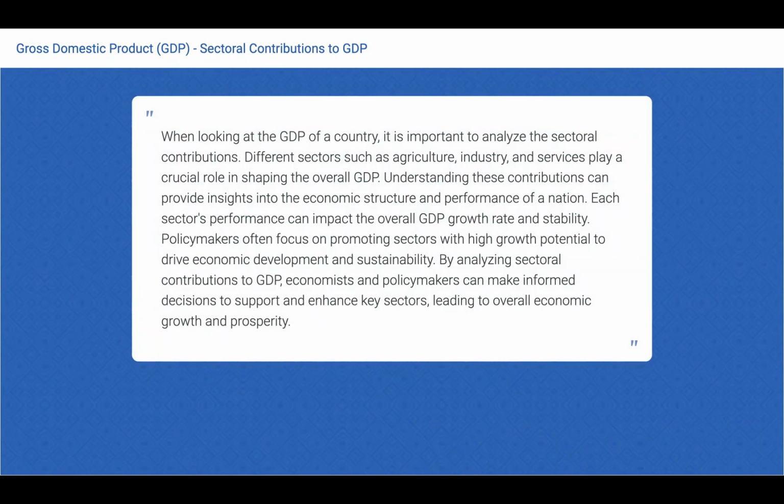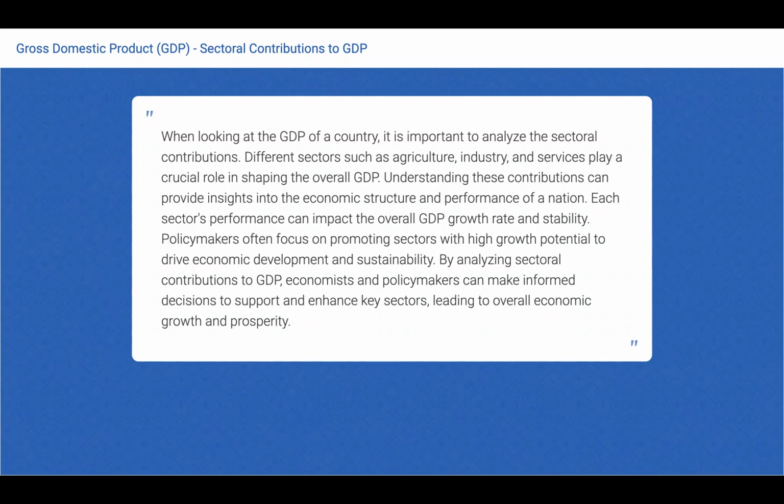When looking at the GDP of a country, it is important to analyze the sectoral contributions. Different sectors such as agriculture, industry, and services play a crucial role in shaping the overall GDP. Understanding these contributions can provide insights into the economic structure and performance of a nation. Each sector's performance can impact the overall GDP growth rate and stability.